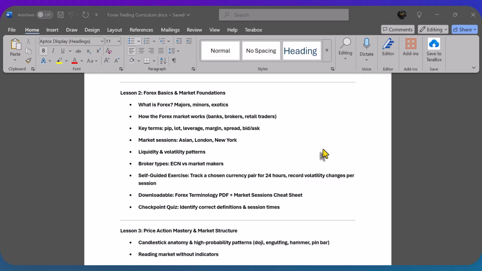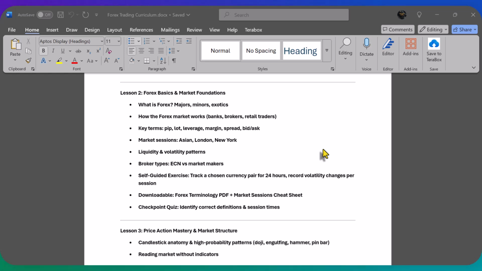Today, we are laying the foundation of your trading journey, understanding what Forex really is and how the market operates. By the end of this lesson, you will not only understand the terms and structure, but you will also be able to open a broker app or chart and actually know what you're looking at.